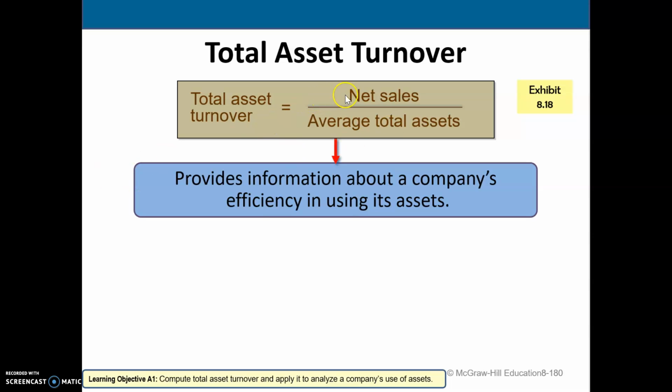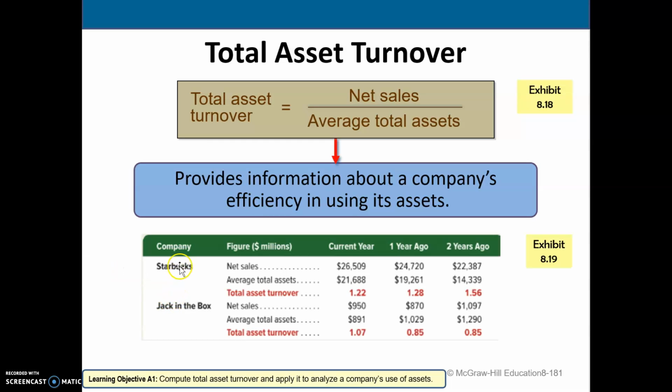And so the total asset turnover tells you how many times your sales cover your average total assets. So the higher the number, the better. And so here you can see Starbucks and Jack in the Box, and we can see Starbucks $1.22, 1.07. Another way you could look at it is for every dollar of assets, how many dollars of sales do you have? So we can see $1.22 of sales for Starbucks for every dollar of assets. Jack in the Box just has a little over $1.07 for every dollar in assets.